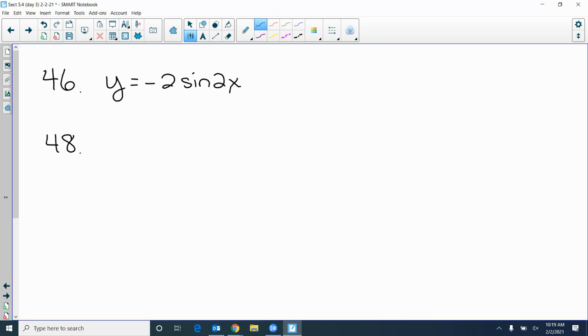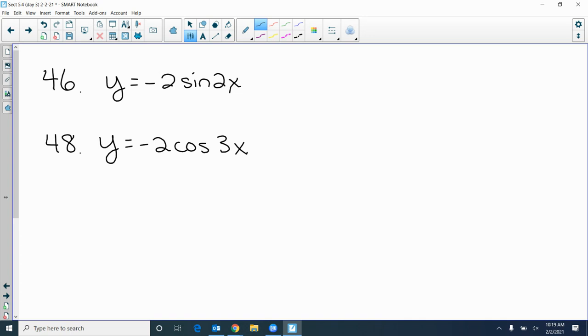Now, what type of equation does it have to be? It has to be a cosine. Okay, so it has to be cosine in it. All right, Jacob, what do you got? Would it be negative 2 times cosine of 3x? Y equals negative 2 cosine of 3x would be correct.